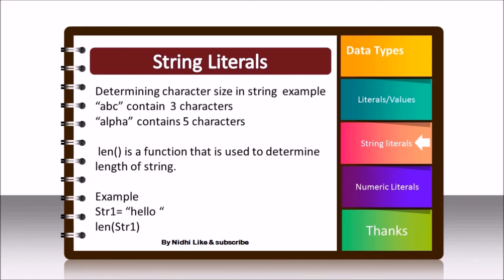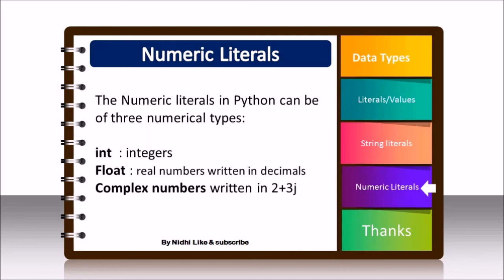Now let's talk about numeric literals. Numeric literals in Python can be of 3 types. It can be integers, which include positive, negative and 0 values. It can be a floating point numeric literal, that is a real number written with decimals. Or it can be a complex number, written like 2 plus 3j, where 2 is the real part and 3 is the imaginary part, as in complex numbers in mathematics. So complex numbers are a different type of number in mathematics, and we can hold that type of values in numeric literals too. Let's see more about integers.